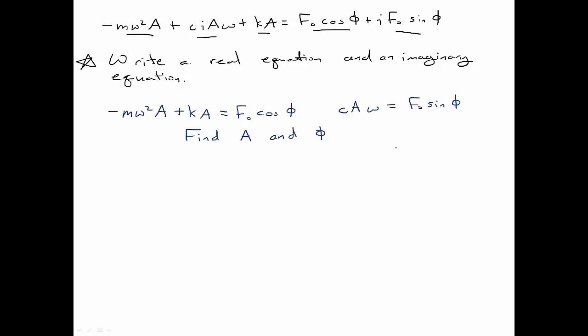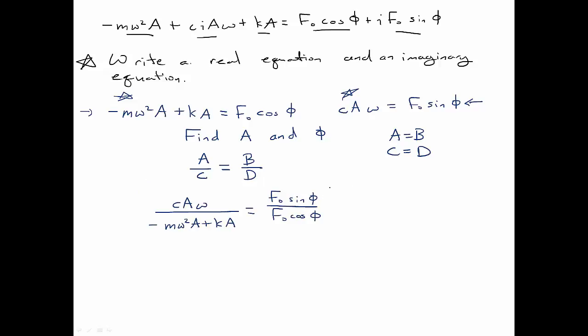So, here's some funny algebra we don't use very often. If we have two equations, say a equals b and c equals d, then it is also true that a divided by c equals b divided by d. So I want you to try that yourself. We have our two equations. I want you to take the imaginary equation and divide it by the real equation. Take a minute and try that out.